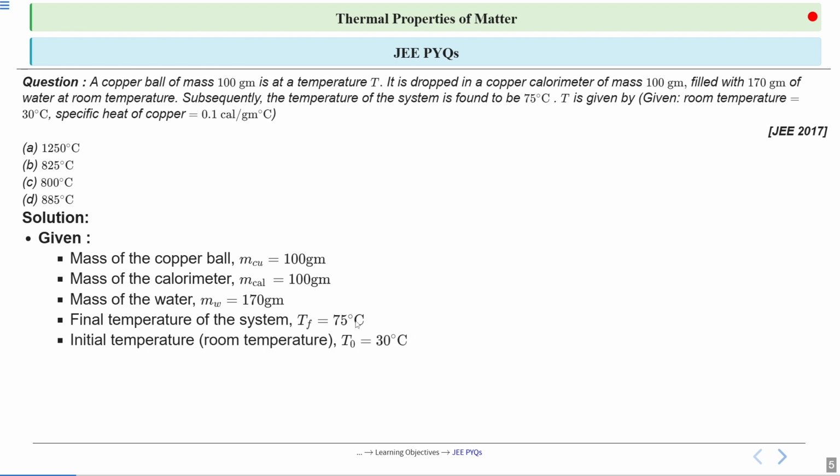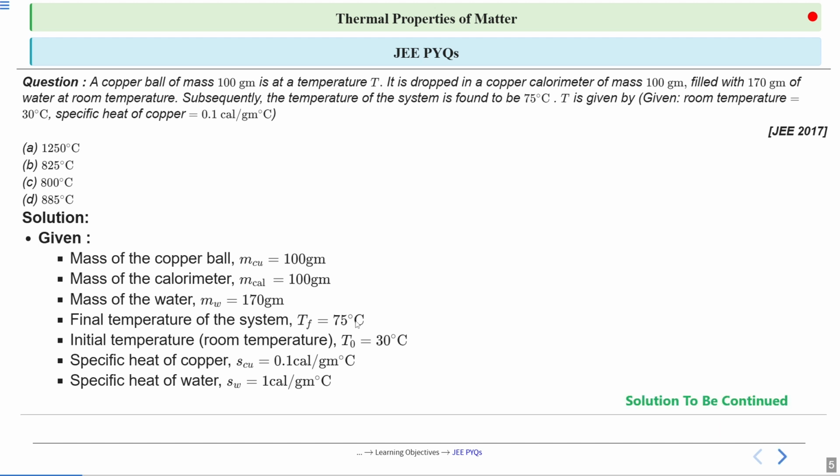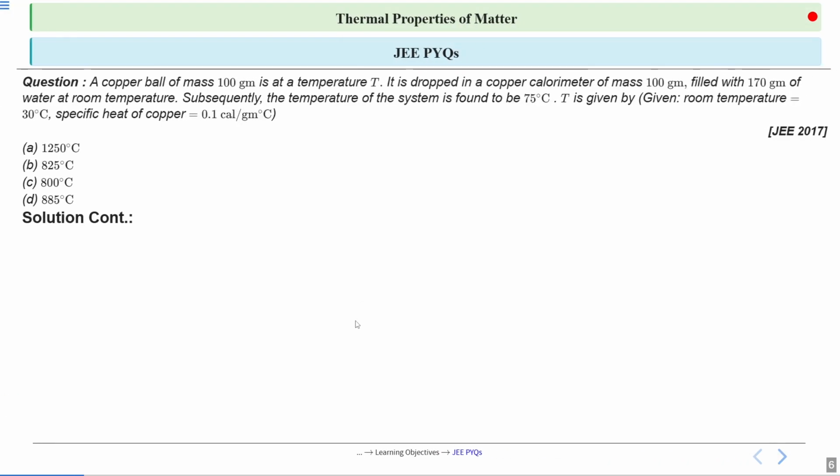And initial temperature, or we can say room temperature, T naught is equal to 30 degrees Celsius. Specific heat of copper is equal to 0.1 calorie per gram degree Celsius. Specific heat of water is 1 calorie per gram degree Celsius. Alright, so using these given terms, we will solve for the value of T. So here we have to find out the value of T.